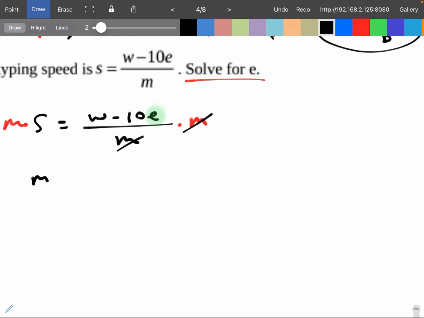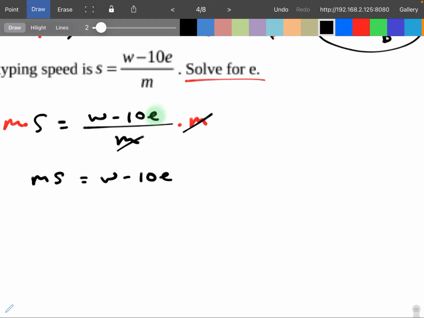So now I have an equation that says m times s equals w minus 10 times e.